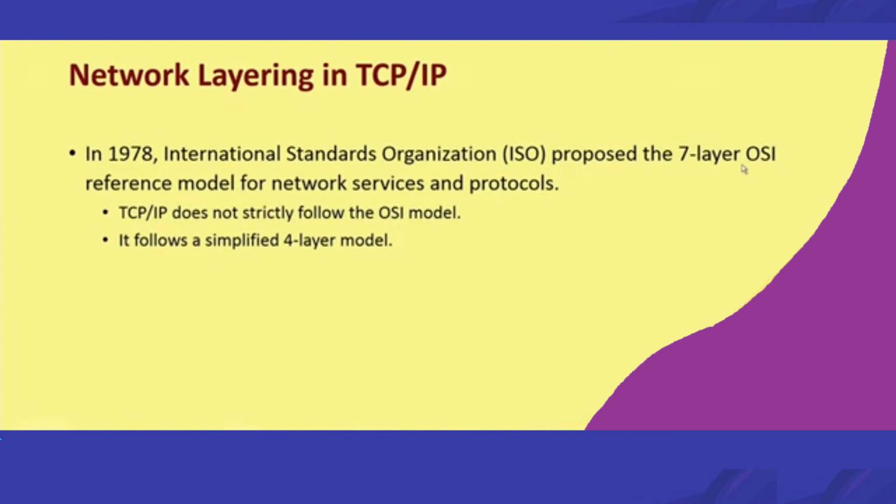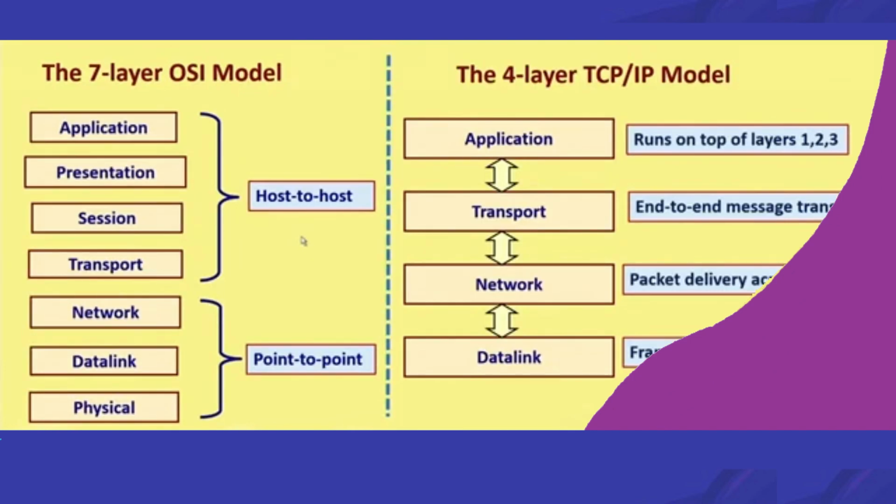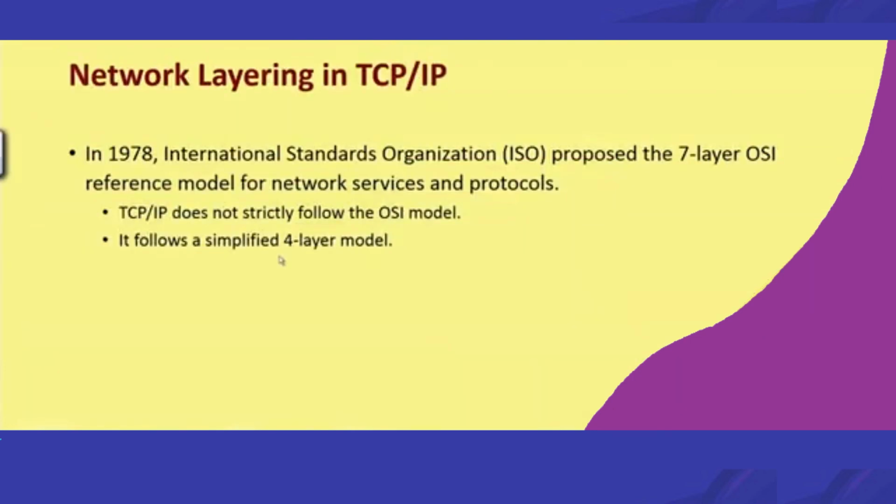Now, in TCP/IP, the network layering, well, you have already seen in the previous lecture the 7-layer OSI model, which was proposed by the International Standards Organization. Now, for TCP/IP, there is a similar kind of layering which is followed, but it is somewhat simplified. It does not contain all the 7 layers. In fact, it uses a very much simplified 4-layer model. There are only 4 layers here. So, in contrast to the 7-layer OSI model, TCP/IP has only 4 layers. Let us try to see these layerings side by side and try to make a comparison.